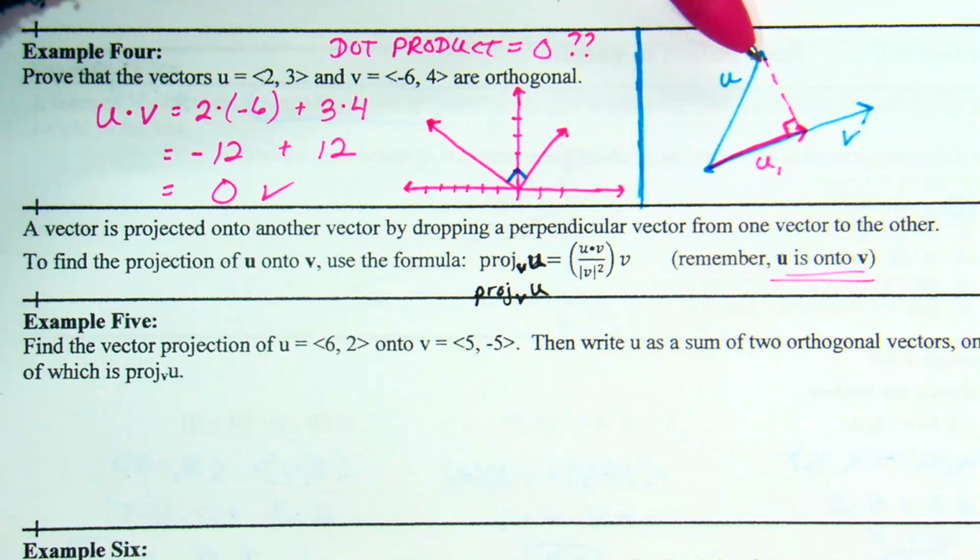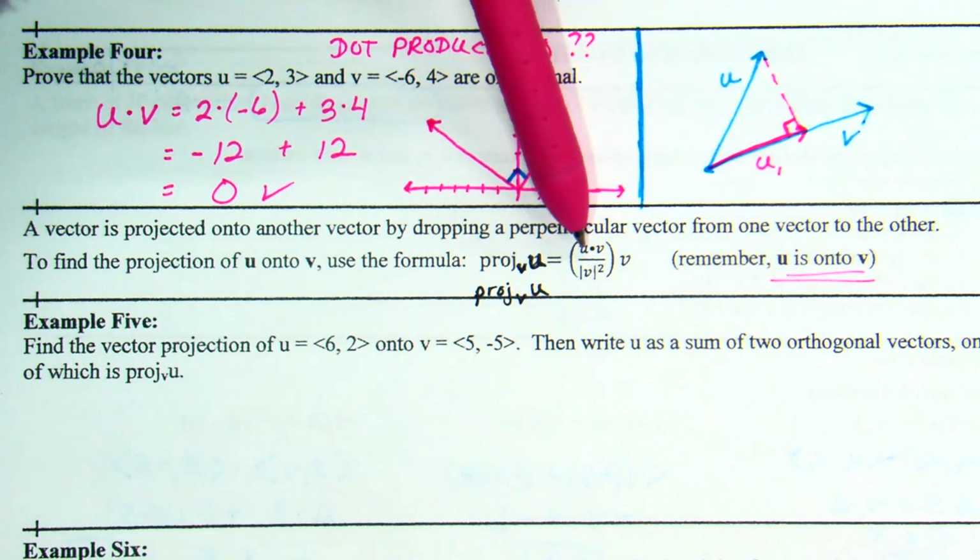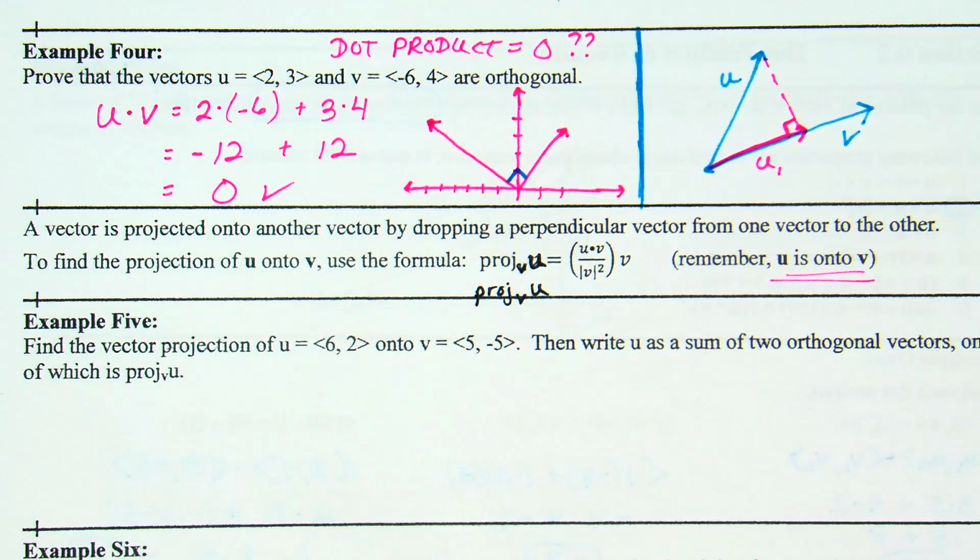When you have u projected onto v, it drops with a perpendicular vector from one to the other. And this formula right here, the projection of u onto v, which is u times v over the absolute value of v squared, and then times vector v, that formula is how we're going to be able to find that projection. So in other words, find that u1, or what that new vector is. Okay? So example 5 lets us practice with that a little bit.